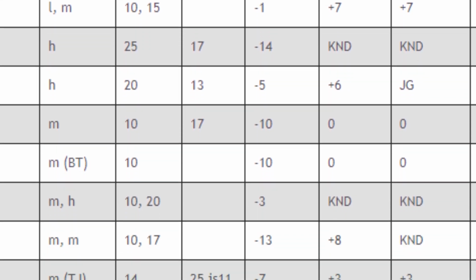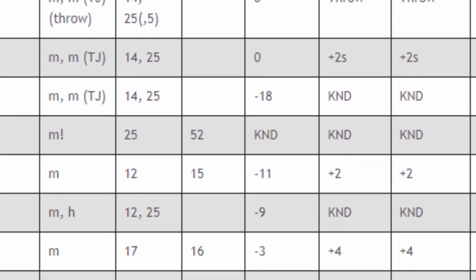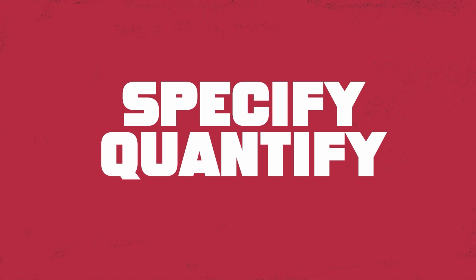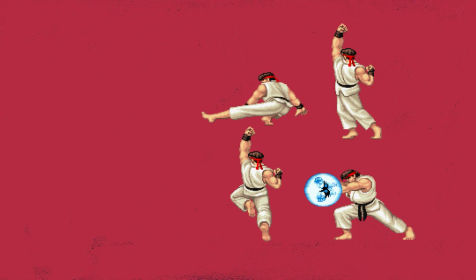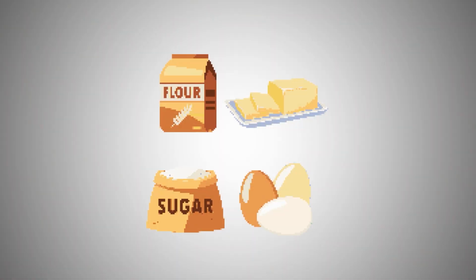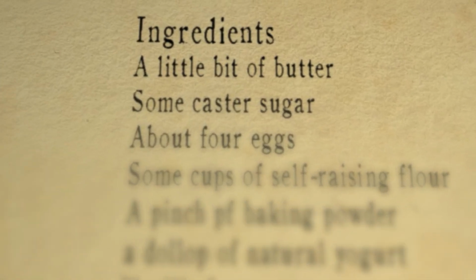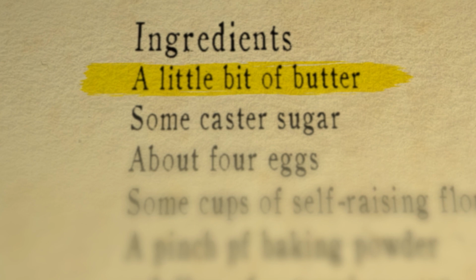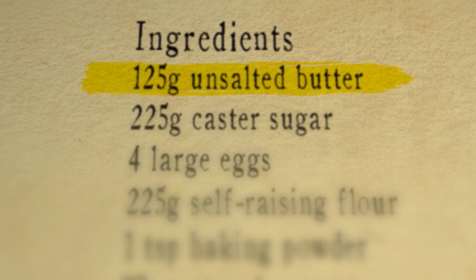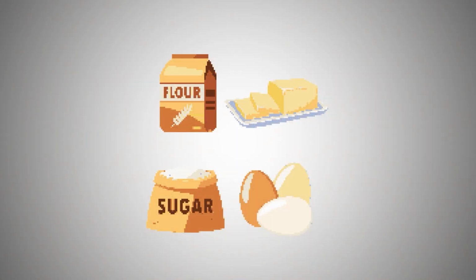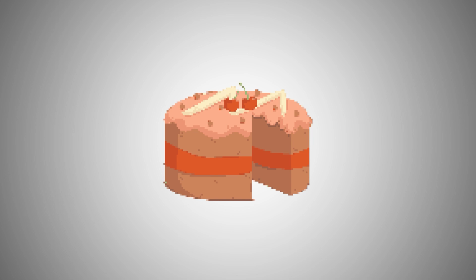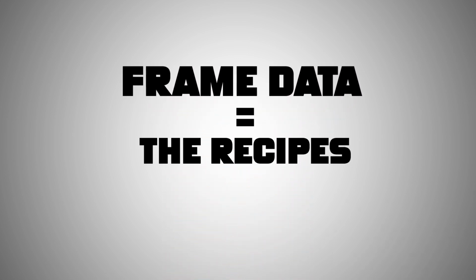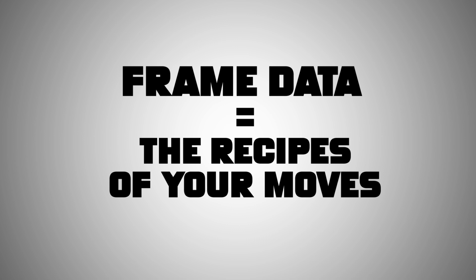In reality, frame data is just a convenient way to specify and quantify how your character's moves function within the game. You could think of frame data as different ingredients in a cake. While it might seem easier to immediately understand what a little bit of butter as opposed to 125 grams means, the correct measurements will let us consistently replicate that same delicious cake. In short, think of frame data as the recipes of your moves. It's not really any more complicated than that.